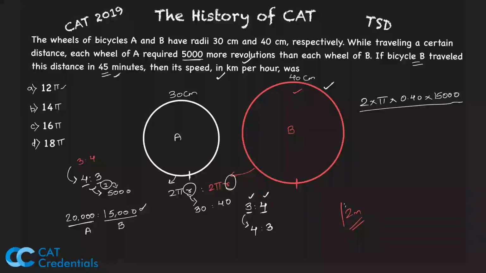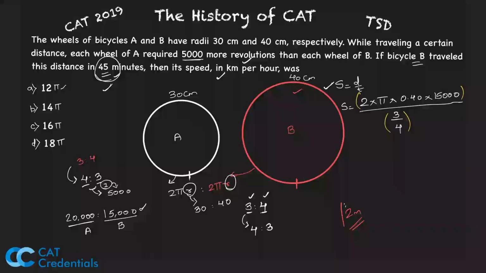Speed is equal to distance upon time. So speed is equal to total distance upon time. Time is given to me as 45 minutes. Converting it to hour, time is 3/4 of an hour. So speed is equal to the total distance traveled by this wheel upon the total time taken, 45 minutes. Now I just have to solve this to reach my answer.